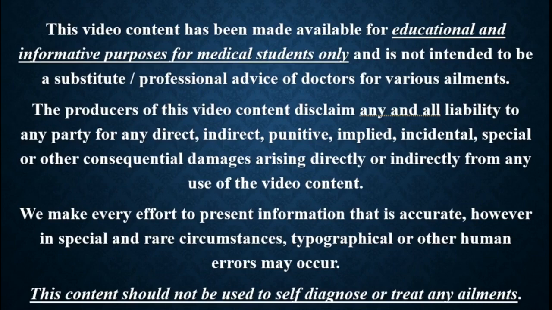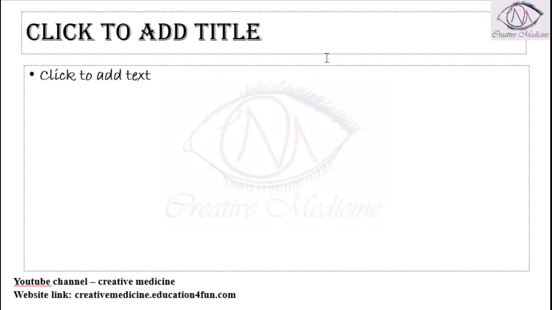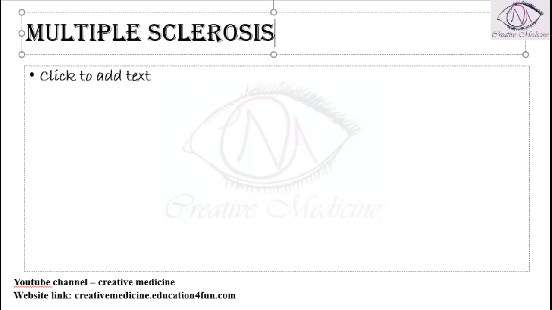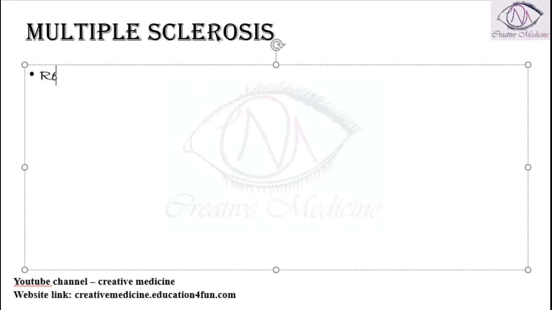In this lecture, we will learn about multiple sclerosis. Multiple sclerosis is mainly characterized by either a relapsing course, or a remitting course, or a progressive course.